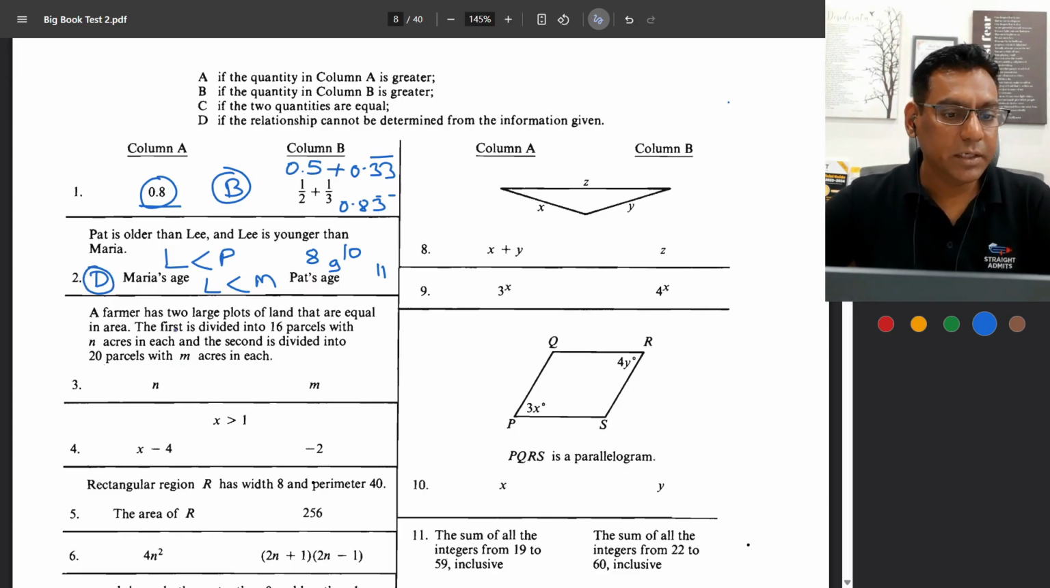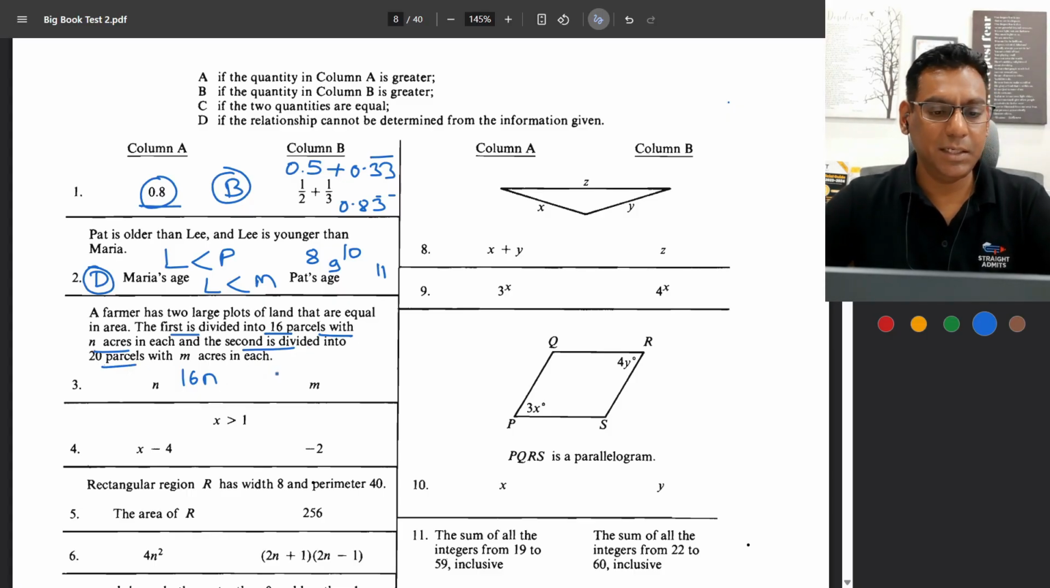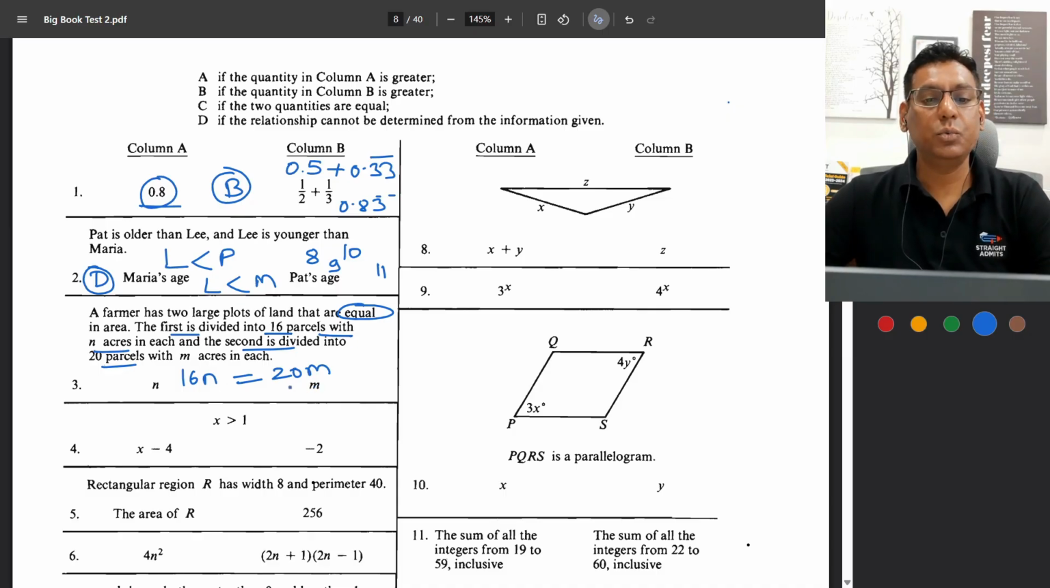Question 3. A farmer has two large plots of land that are equal in area. The first is divided into 16 parcels with n acres, so the first area is going to be 16n. And the second is divided into 20 parcels with m acres in each, so 20m. And both of them are equal. If 16n is equal to 20m, what can we say? n has to be the bigger number, correct?